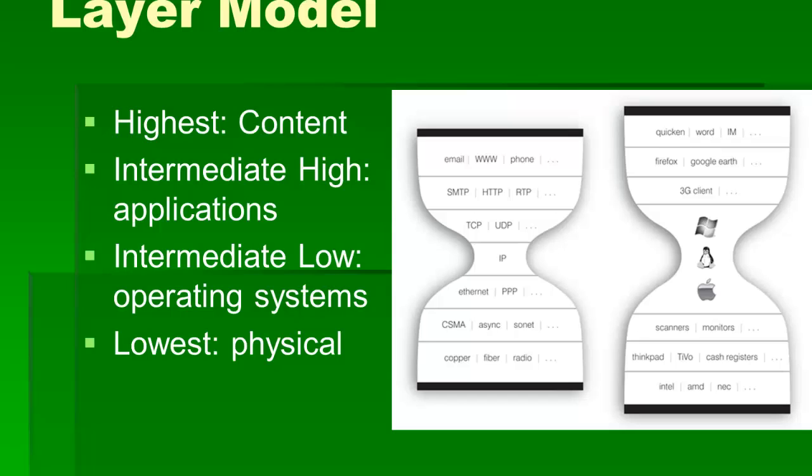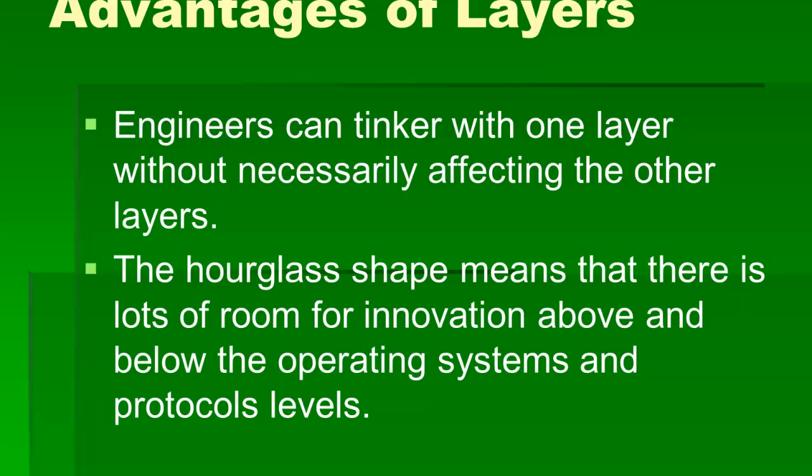All generative systems are based on a layer model in which the highest layer tends to be the content or applications layer, whereas the lowest is the physical layer, and in between is an operating system of some sort. So in the illustration, you see in a typical internet system, you have TCP/IP protocols as being something like an operating system, whereas in PC networks you have Windows, Linux, or the Apple operating system. Generally speaking, these layered systems allow engineers to tinker with one layer at a time without necessarily affecting the other layers. The hourglass shape means that there is lots of room for innovation above and below the operating systems and protocol levels, but innovation within those middle levels tends to be concentrated in the companies that control the operating systems.